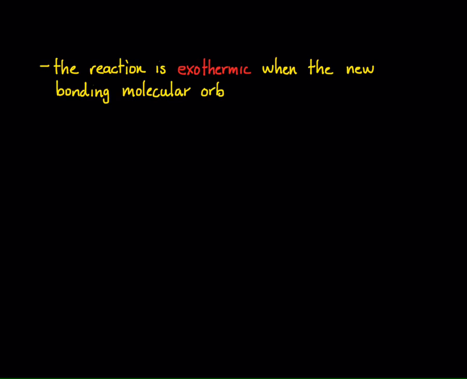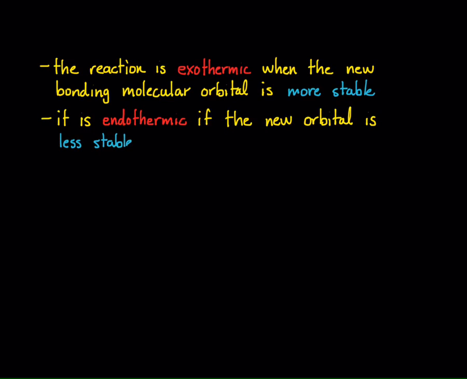Now, another concept that we have to understand is that a reaction is exothermic when the new bonding molecular orbital is more stable than the orbitals that created it. And it is endothermic if the new orbital is less stable than the orbitals that created it. Generally speaking, in organic chemistry, when we talk about a reaction taking place, we're typically talking about an exothermic reaction.